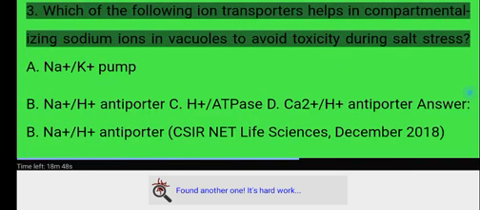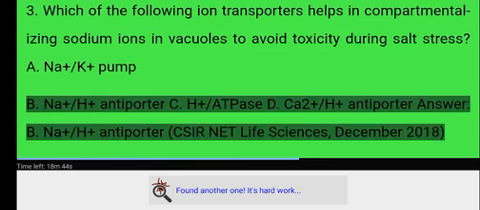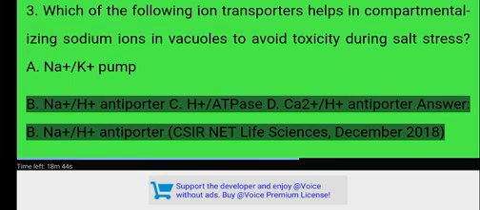3. Which of the following ion transporters helps in compartmentalizing sodium ions in vacuoles to avoid toxicity during salt stress? A. Na+/K+ pump. B. Na+/H+ antiporter. C. H+ ATPase. D. Ca2+/H+ antiporter. Answer: B. Na+/H+ antiporter. CSIR NET Life Sciences, December 2018.